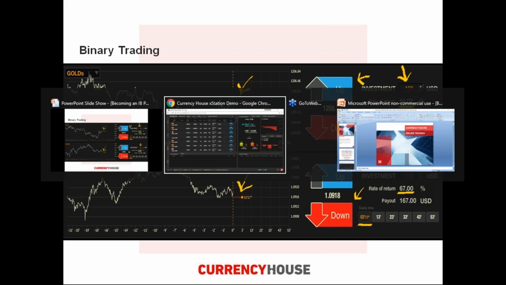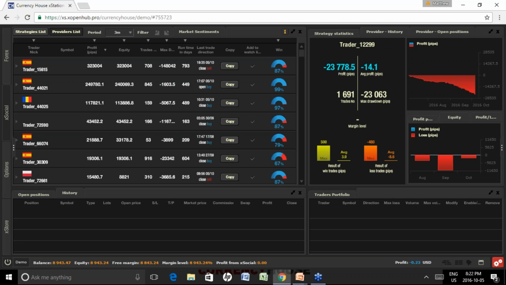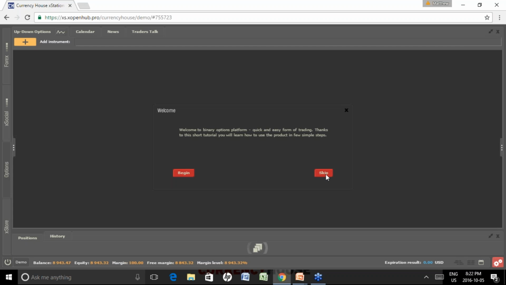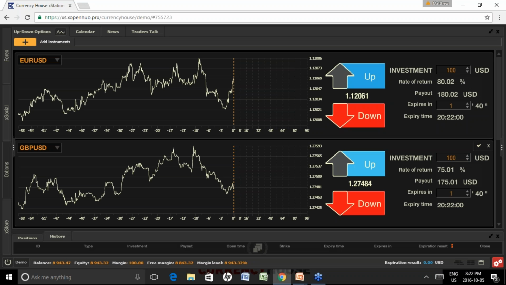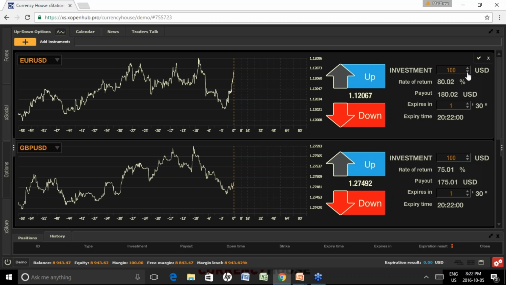So let's hop back onto the X station. Obviously, to get to binary options, it's just the next one down here. So let's click on options. What binary options basically does is make trading super simple. It just tries to make it even more simple. You know exactly the investment that you look to make on each trade. You can go as low as 10 bucks. Let's do that. And you click your expiry time.